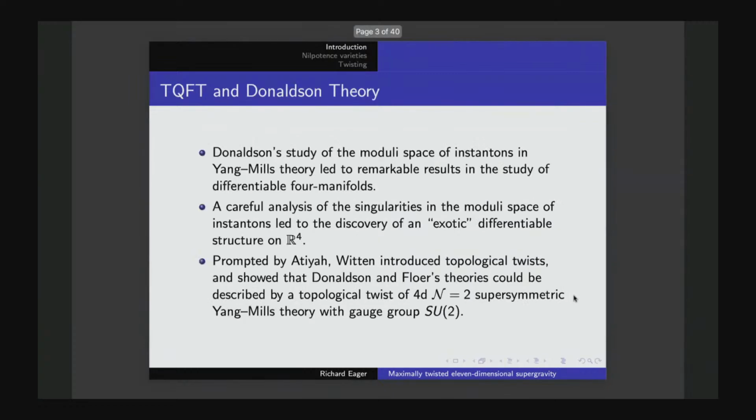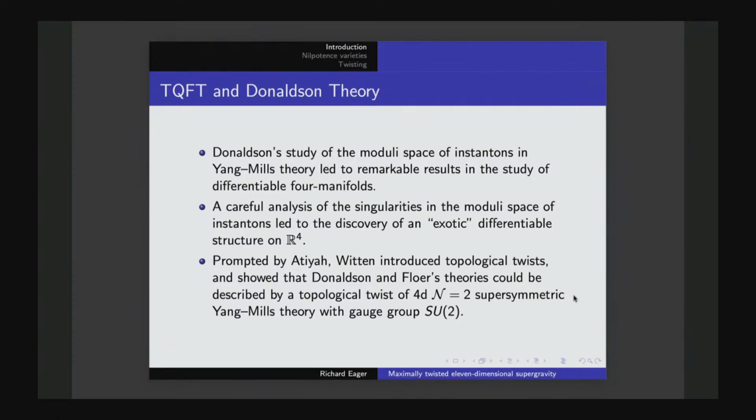So one of the key motivations for twisting, which is part of this conference, actually goes back to four-dimensional supersymmetric quantum field theory, and in particular, the relationship between the topological twist of 4D N=2 super Yang-Mills, which is related to Donaldson theory. So Donaldson's study of the moduli space of instantons in Yang-Mills theory led to remarkable results in the study of differentiable four-manifolds. And a careful analysis of the singularities in the moduli space of instantons actually led to the discovery of an exotic differentiable structure on R4.